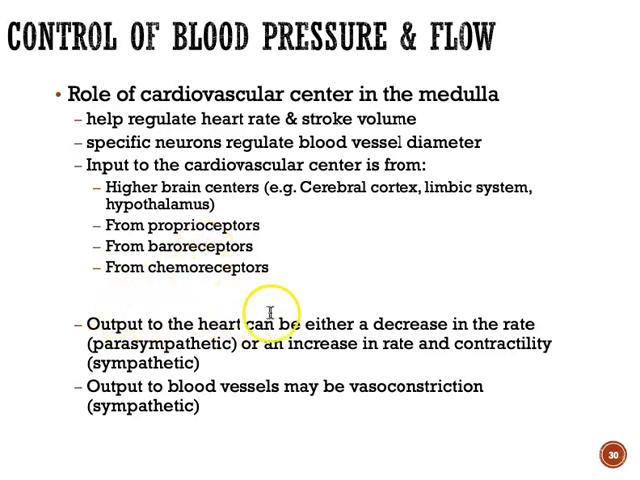And then output to the heart will either decrease or increase the rate and contractility. Again, a decrease is part of the parasympathetic nervous system, and an increase is going to be sympathetic nervous system. And then the output to the blood vessels may be vasoconstriction, which would be sympathetic, and then vasodilation would be parasympathetic.